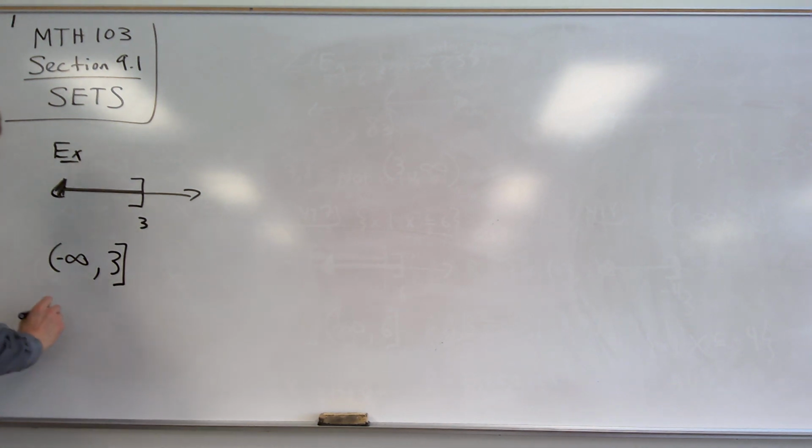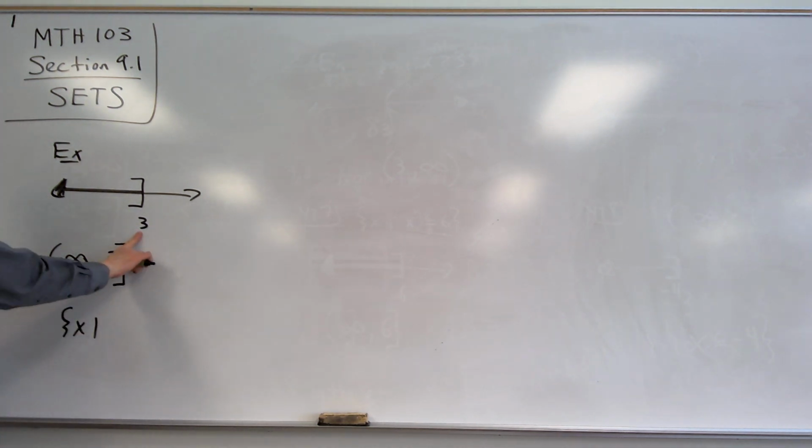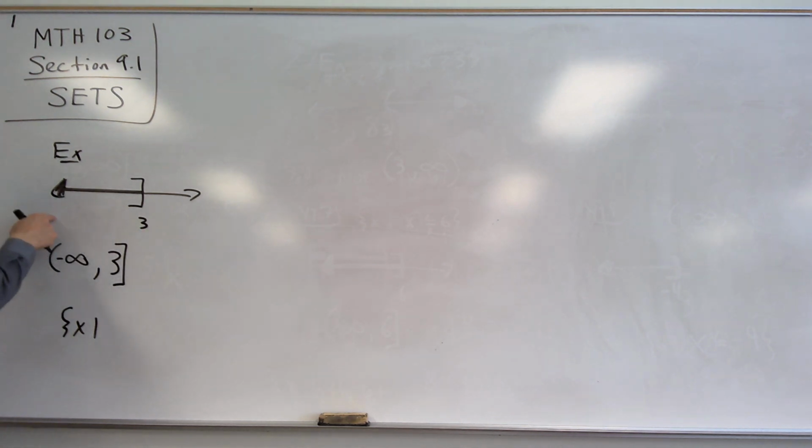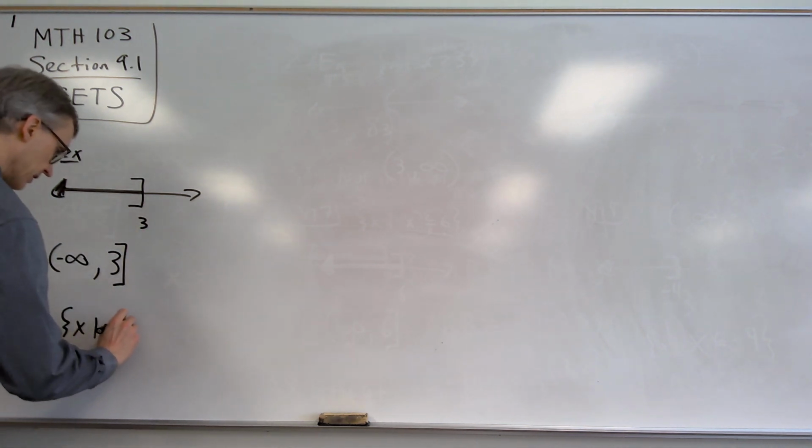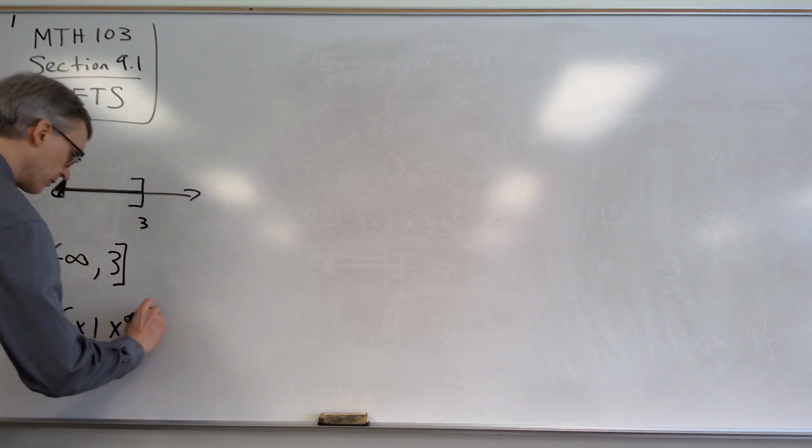Then with set builder, x such that, and we got 3, and we're going to the left, so left is less than. So x is less than or equal to 3.